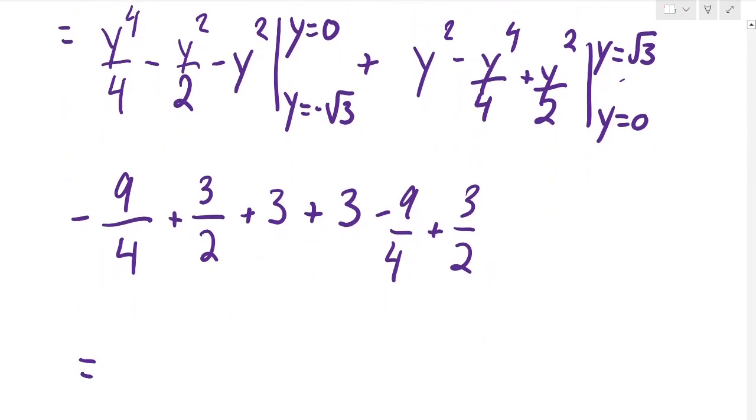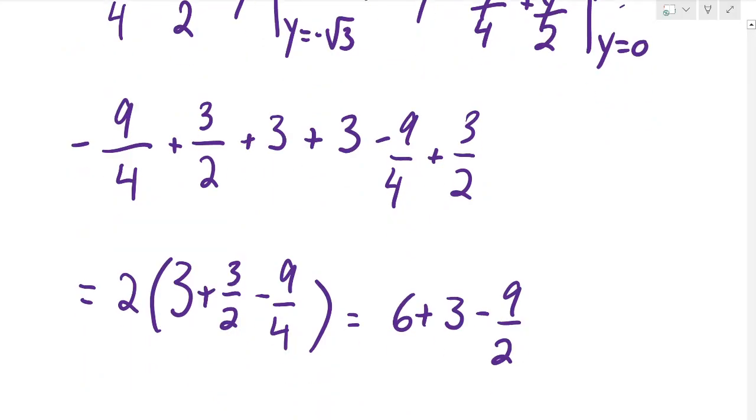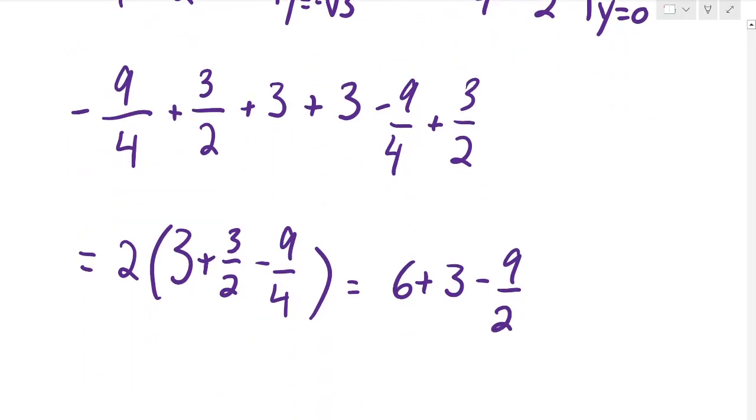So we essentially just get the same thing for all of these. So we get just 2 times all of this, basically. So 2 times 3 plus 3/2 minus 9/4. Right, so 6 plus 3 minus 9/2 it looks like. So then we'll have 9 minus 9 halves, which will also be 9 halves. Okay. And that would be our final answer.